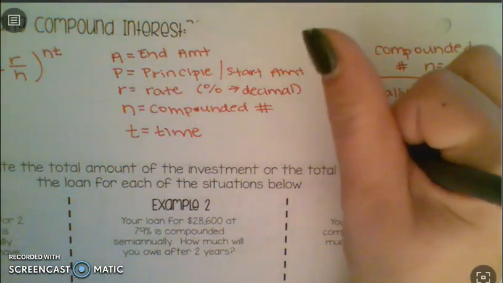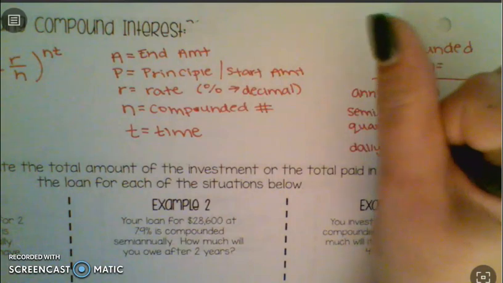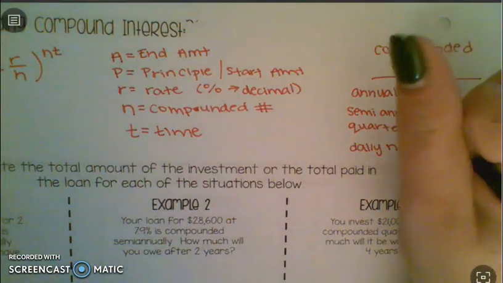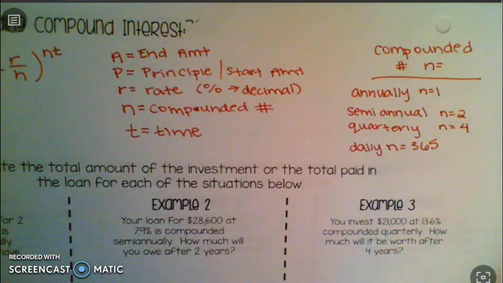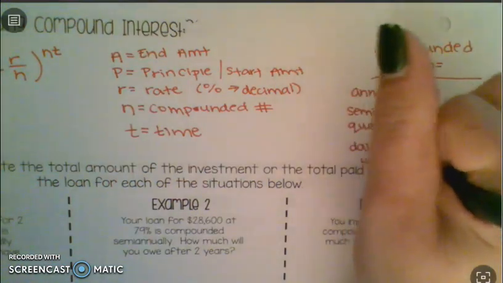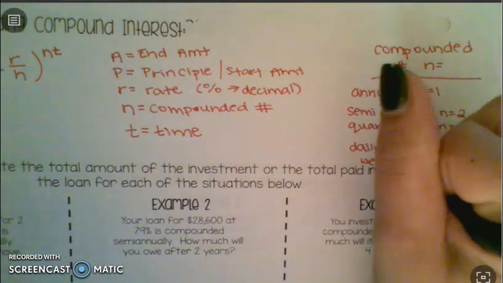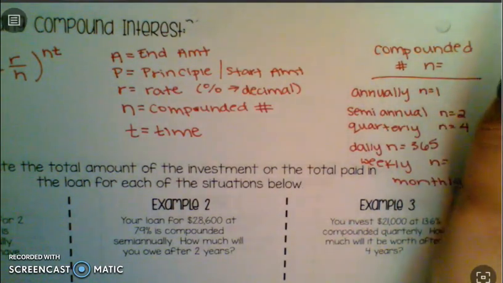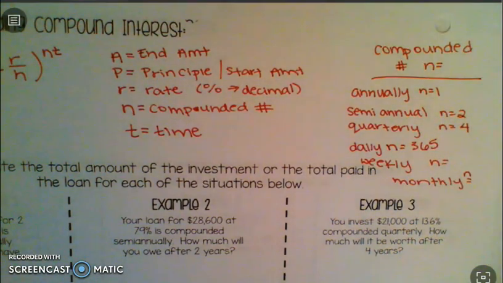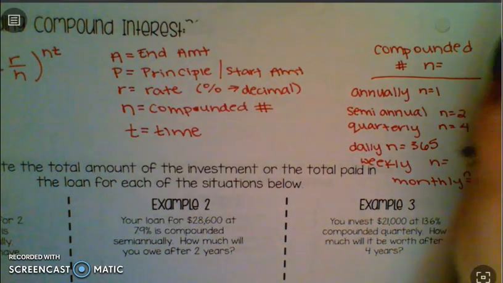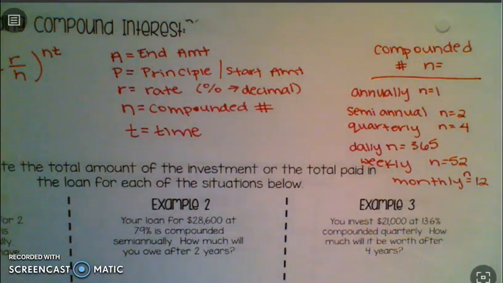You could also have daily, which in a regular year, there's 365 days. You could also have weekly and monthly. So monthly, obviously, your N is going to equal 12. Weekly, you have to know how many weeks there are in a year. There are 52 weeks in 1 year. So if you need anything I've written so far, make sure you pause the video so you can write it all down before we move on.